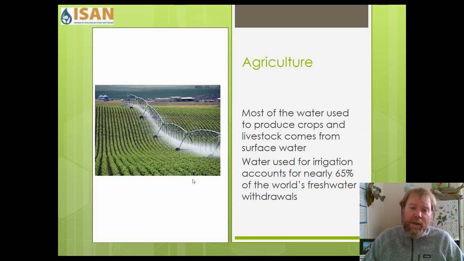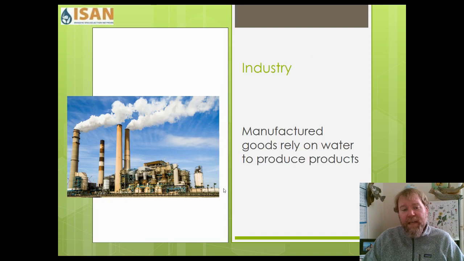Agriculture relies on clean, healthy water for production of crops, for production of livestock. If we don't have clean, healthy water, we don't have good, healthy food in our grocery stores. Water used for irrigation accounts for nearly 65% of the world's freshwater withdrawals. Industry, pretty much everything that's manufactured uses fresh water in some part of the process. So whether we're talking about a bicycle, a tennis racket, a stapler, an automobile, things in your house like furniture, fresh water is used in the process of making those manufactured products.